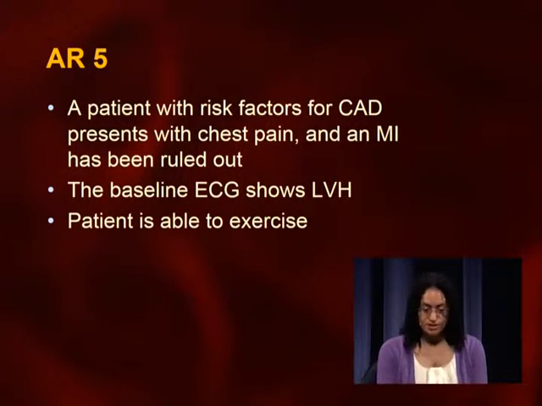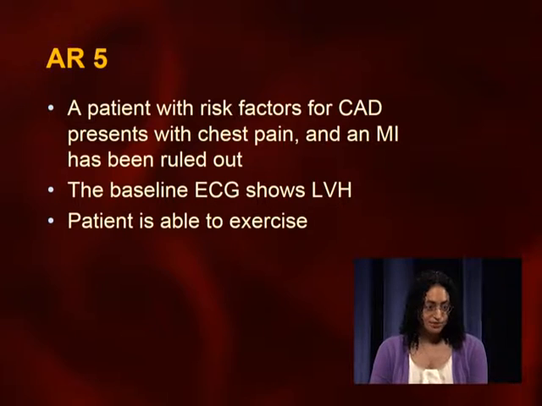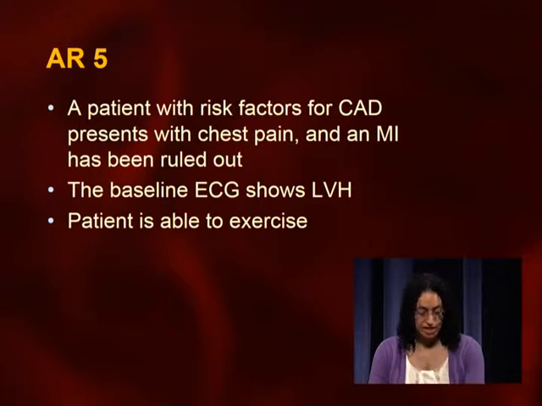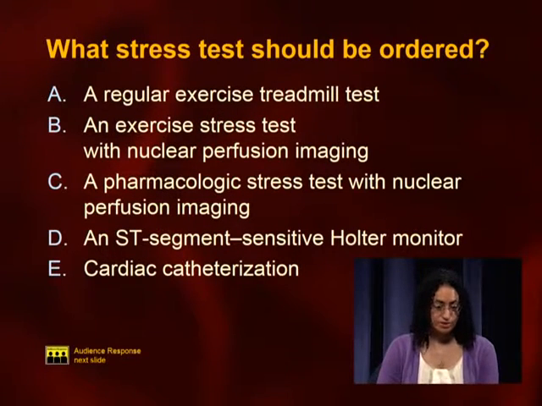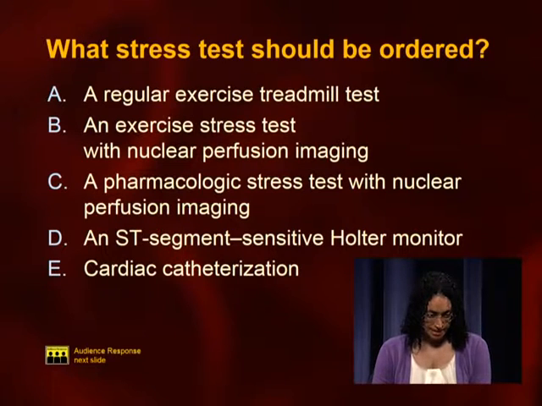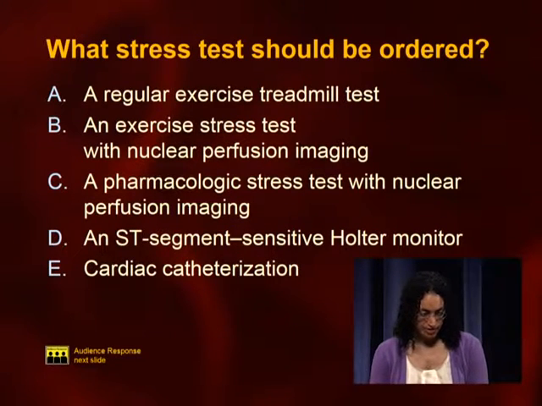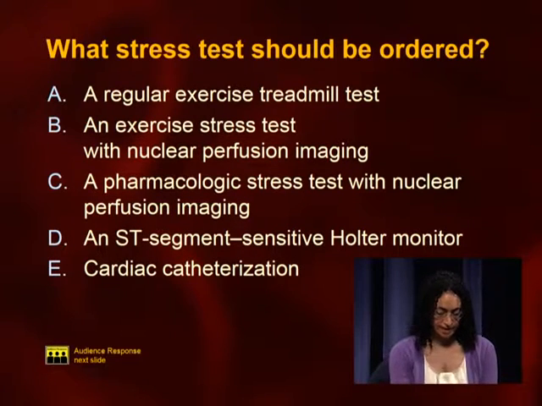So let's look at this question. A patient with risk factors for CAD presents with chest pain, and an MI has been ruled out. The baseline ECG shows LVH, and the patient is able to exercise. So which stress test should be ordered? A, a regular exercise treadmill test alone, B, an exercise treadmill test with nuclear perfusion imaging, C, a pharmacologic stress test with nuclear imaging, D, an ST segment sensitive Holter monitor, or E, cardiac cath.